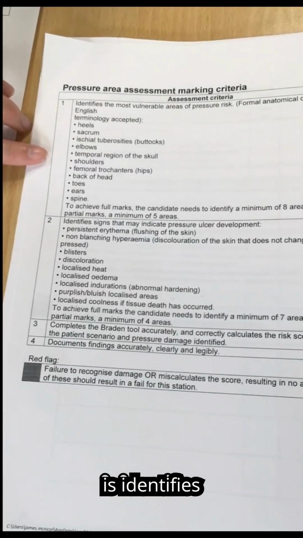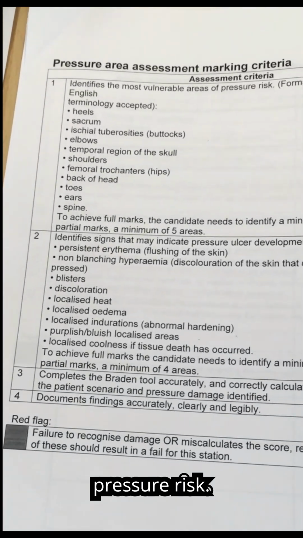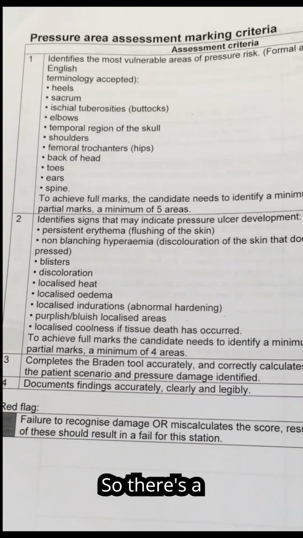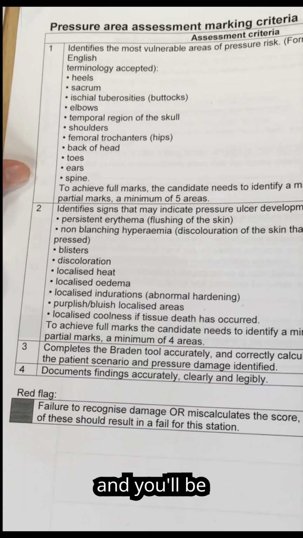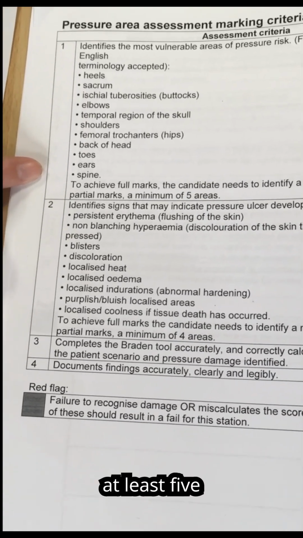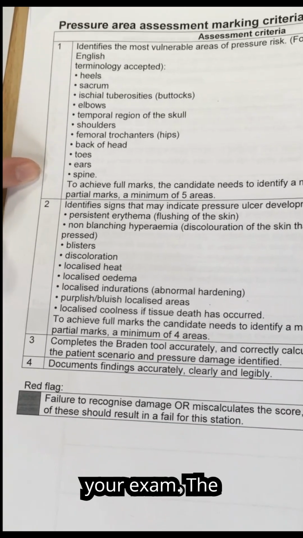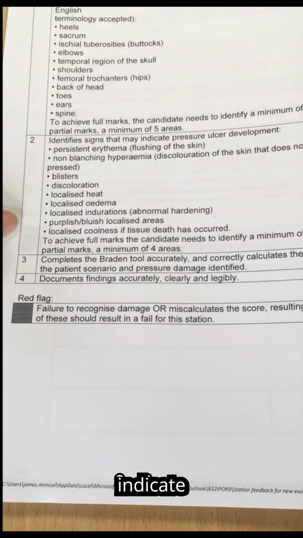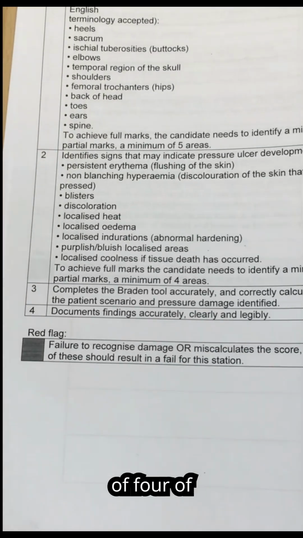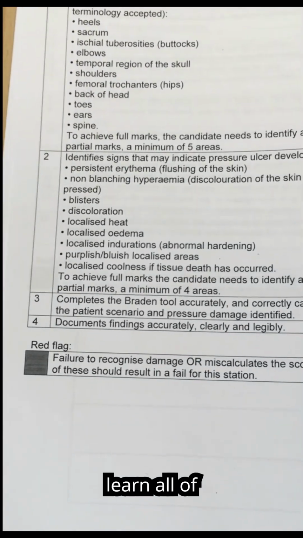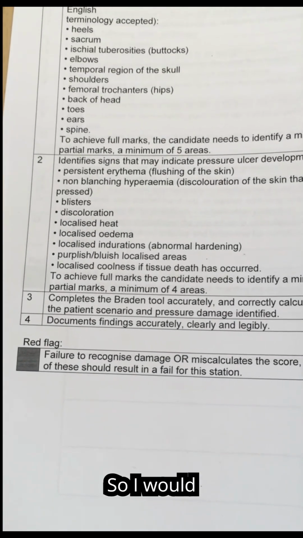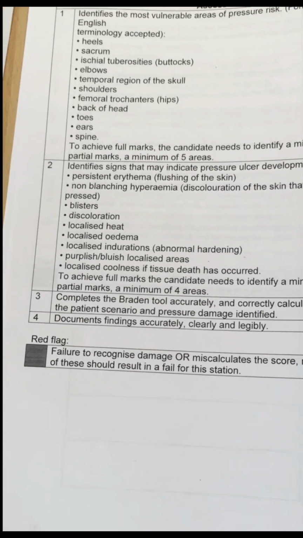The first one is identifies most vulnerable areas of pressure risk, and we'll give you a printed copy of this. So there's a list of the points here, and you'll be asked to list at least 5 of those in your exam. The second point, which again you need to memorise, is identify the signs that indicate pressure ulcer development. And for your exam, again, you need to list a minimum of 4 of these. So you need to learn all of these. Some of these are terms different to what we would normally use in practice, so I would recommend you learn those exact words.